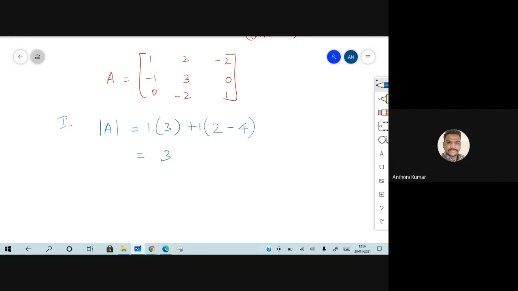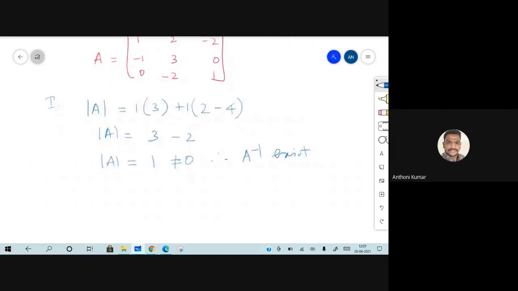So what is the answer? You're getting 3 minus 2. So what is the determinant of A? Determinant of A is 1, which is not equal to 0. Therefore, you can conclude A inverse exists. What is the A inverse formula? Importantly, you can make a note of it. Determinant of A is 1.